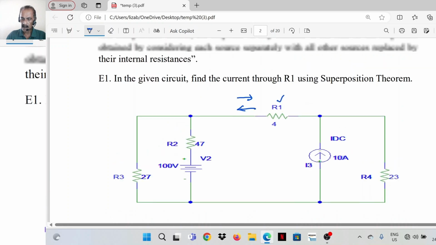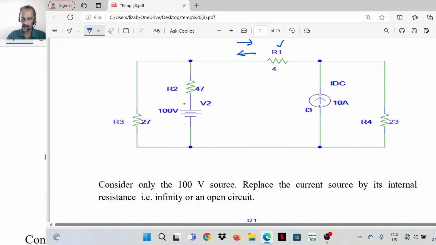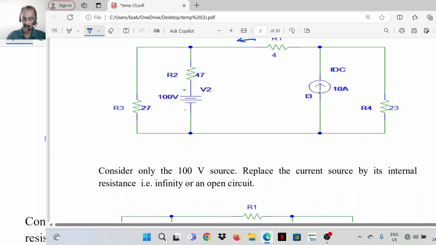So first we will consider only the 100-volt source. Replace the current source with its internal resistance. So current source internal impedance is infinity, we can assume. So replace the current source with infinite resistance, that is an open circuit. That means remove the current source itself from the circuit.